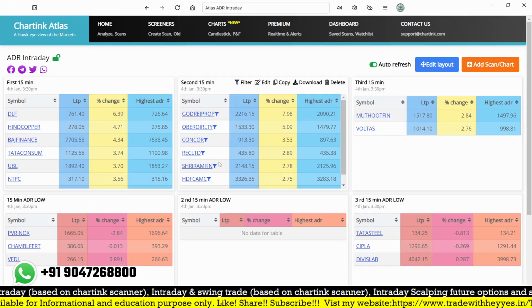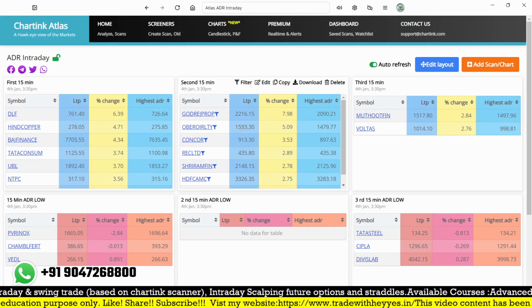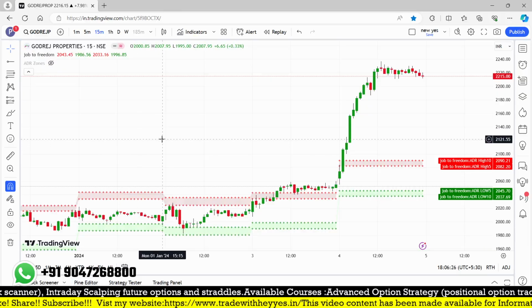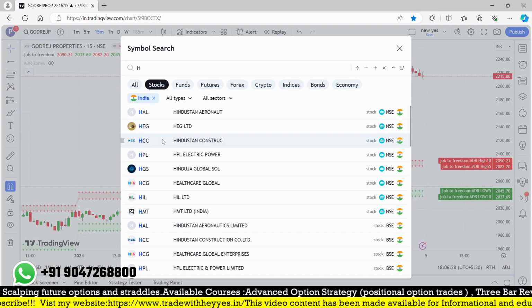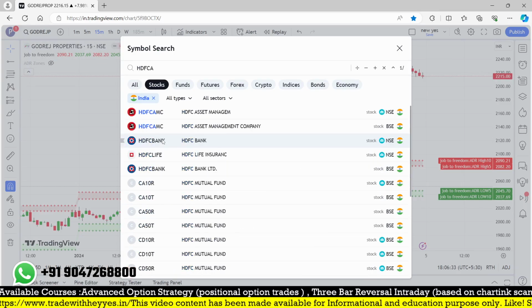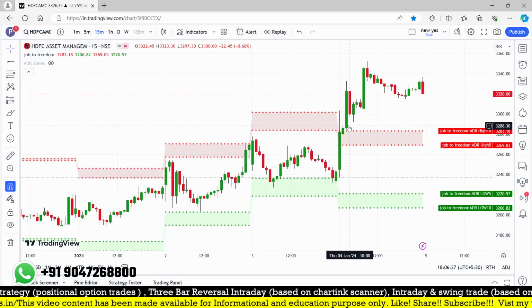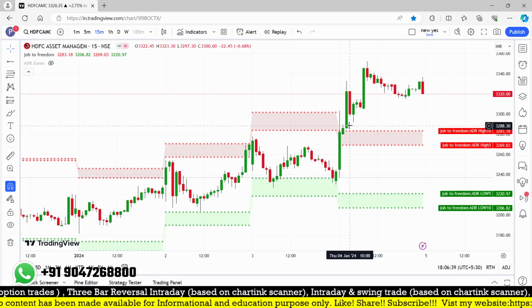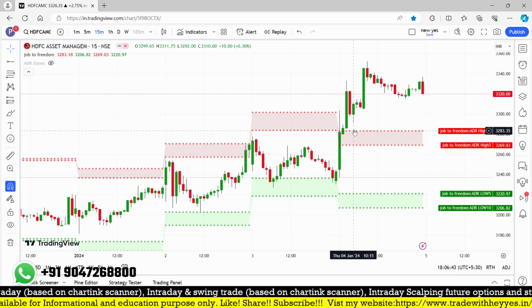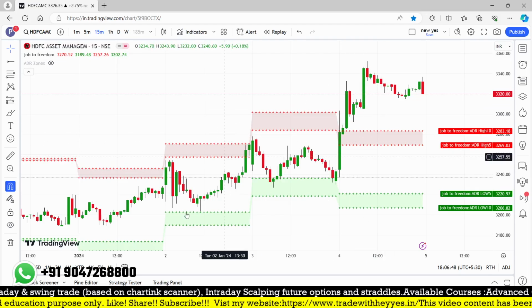And the third one is OB Realty, that is also moving well. I was tracking 1498, and HDFC AMC, that is also giving such a good opportunity. HDFC AMC is what I was looking for. Here the second candle closes, and the breakout at 3288 went to a peak of 3351. So almost 70 points of movement, and the premium moved more than 30 points.